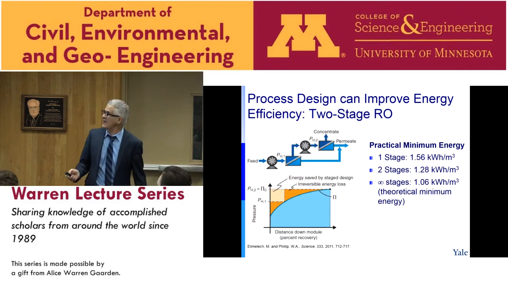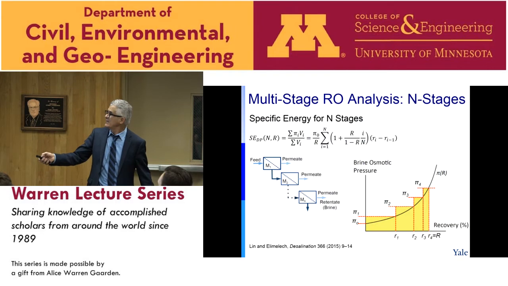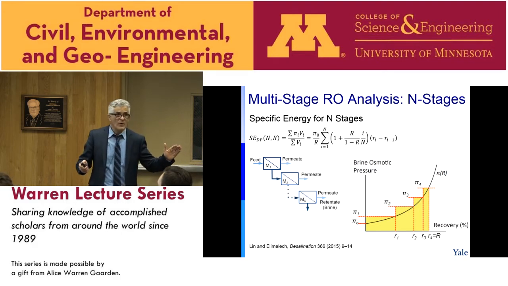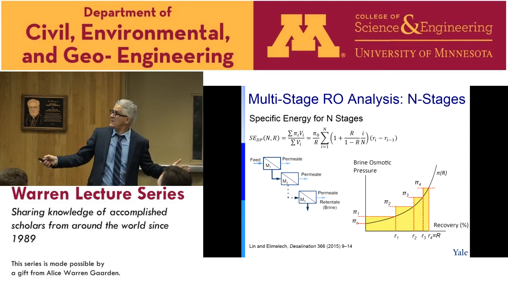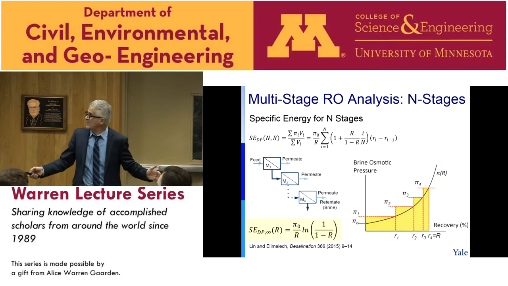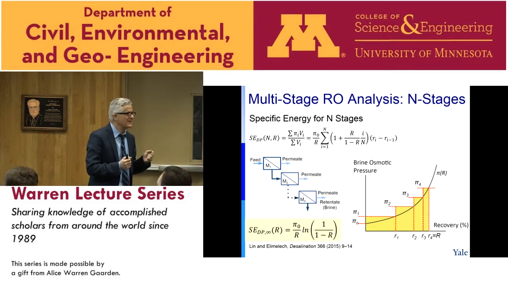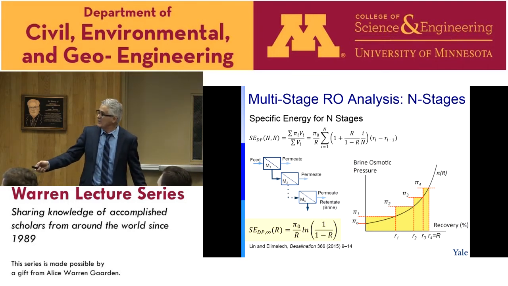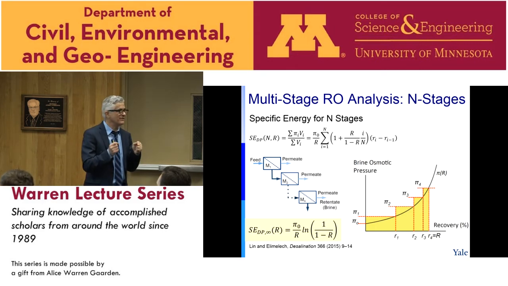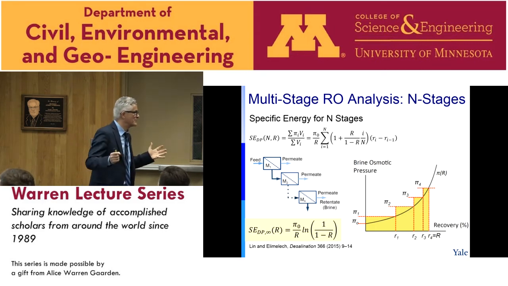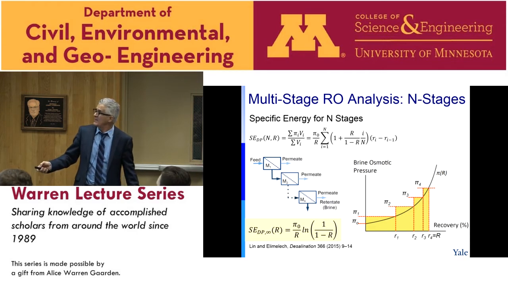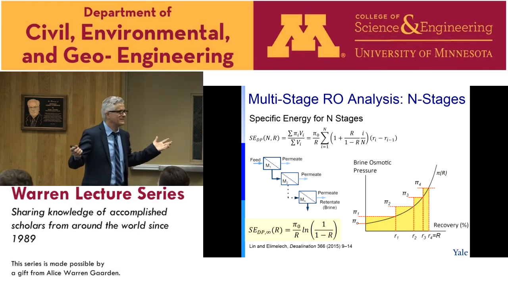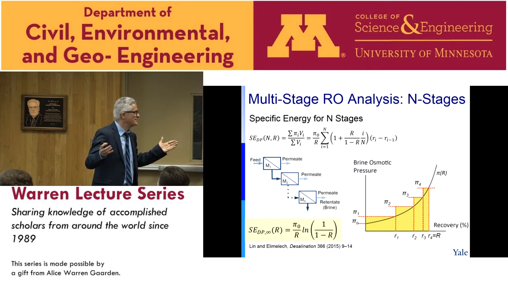Now, you can analyze these things mathematically. For multi-stage, when you go to infinite stages, you recover exactly the same expression that we developed from the Gibbs free energy of mixing, or the minimum energy of desalination. For infinite stages, this is exactly 1.06 kilowatt hour per cubic meter. We get the same expression, not surprising. But no one will beat infinite stages. I mean, even 2 stages we do not build.